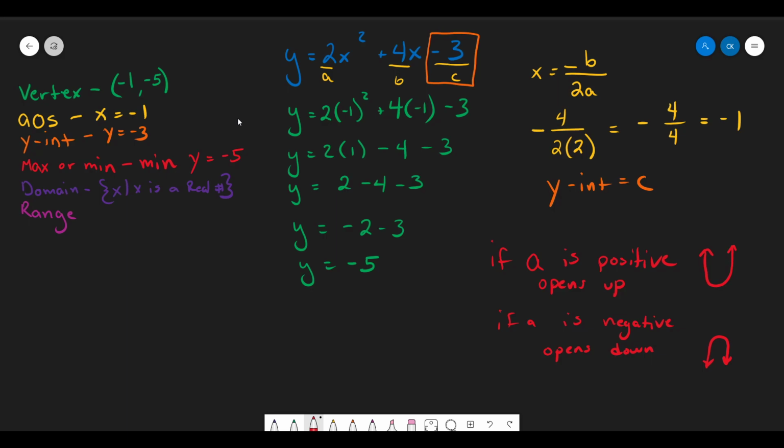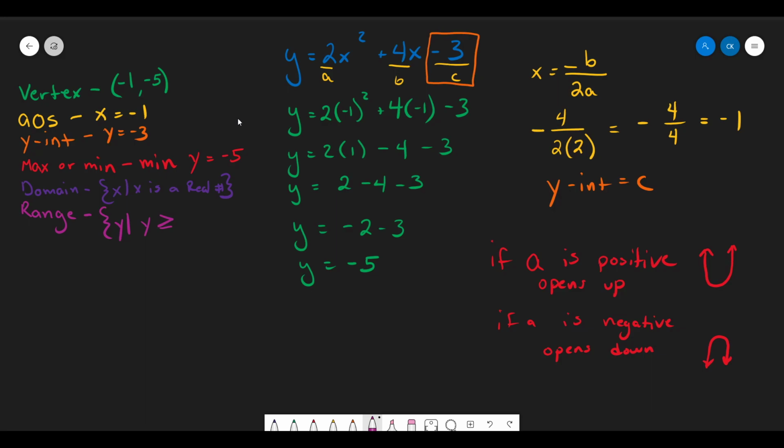Again, you see how everything kind of connects to each other? Once you find one thing, you're able to get everything else by just doing one little thing more. Okay? So we have the vertex, we have the axis of symmetry, we have the y-intercept, we know it's a minimum, we know the value, we have the domain. The last thing is the range. And now that we know it's a minimum, now we can do this. So the range is y such that, because it's a minimum, and we know the value, we said if it's a minimum, it's going to be y is greater than or equal to.